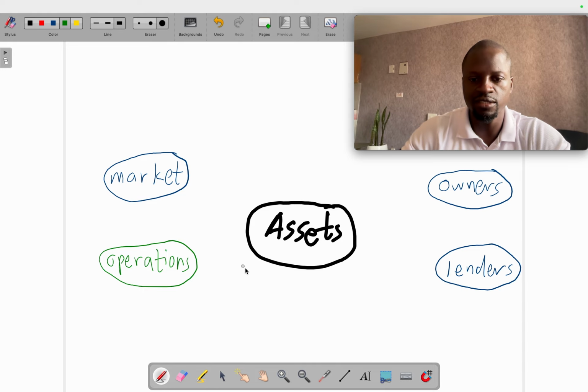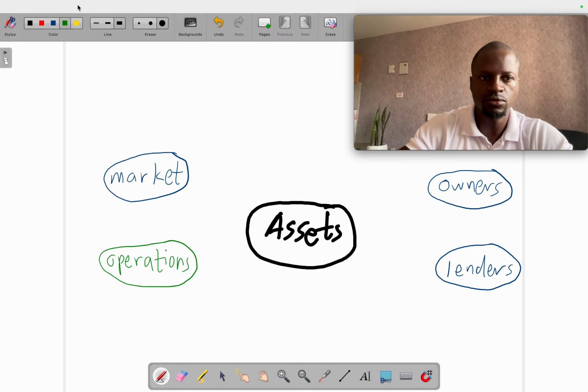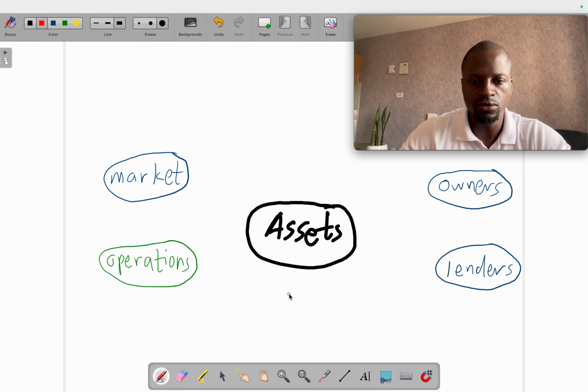So when a business starts, the assets are zero. Let's assume the business owner starts with zero assets. My question to you would be, can a business operate without assets? And the obvious answer would be no. You cannot operate without assets. So the business has to have assets to start. So the owners contribute assets.